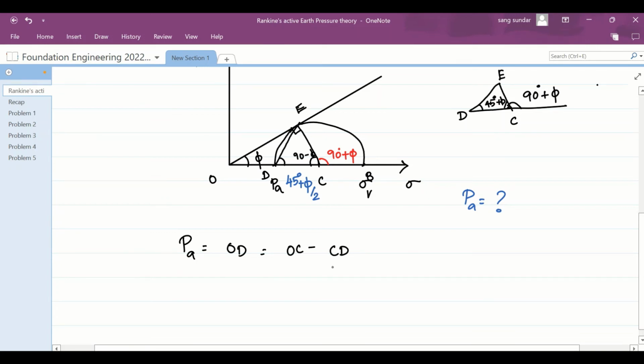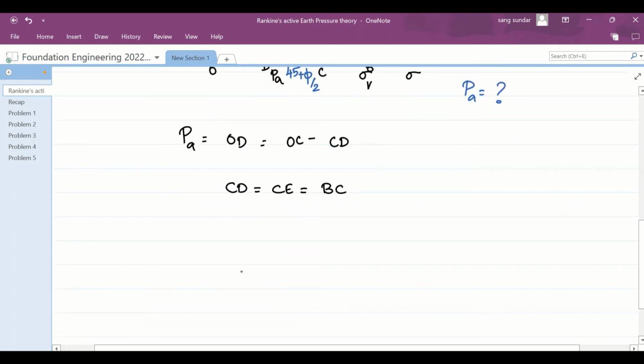And what is the speciality of CD? CD is nothing but radius of your Mohr circle at failure condition. Hence, CD is equal to CE, which is also a radius, is equal to BC, which is another radius, right? So, CD is equal to CE equal to BC.